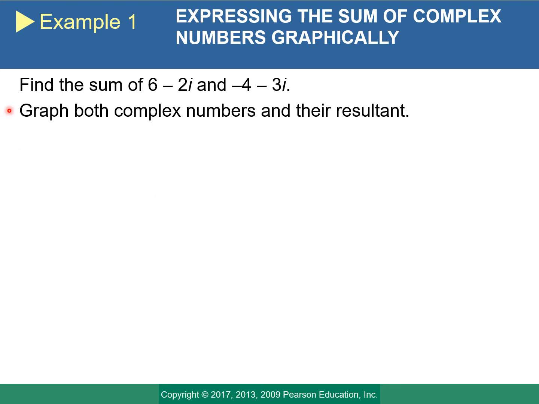Let's try this example. We're going to find the sum of these two vectors, or two complex numbers, and graph them. Before I do it, go ahead and try this out. Feel free to pause and add these two vectors. Alright, if you add them, you add up the real parts: 6 plus -4 is 2, and then the imaginary parts, -2i plus -3i gives you -5i. We had done things like this in the past where we just added two complex numbers, but now let's represent this as a vector.